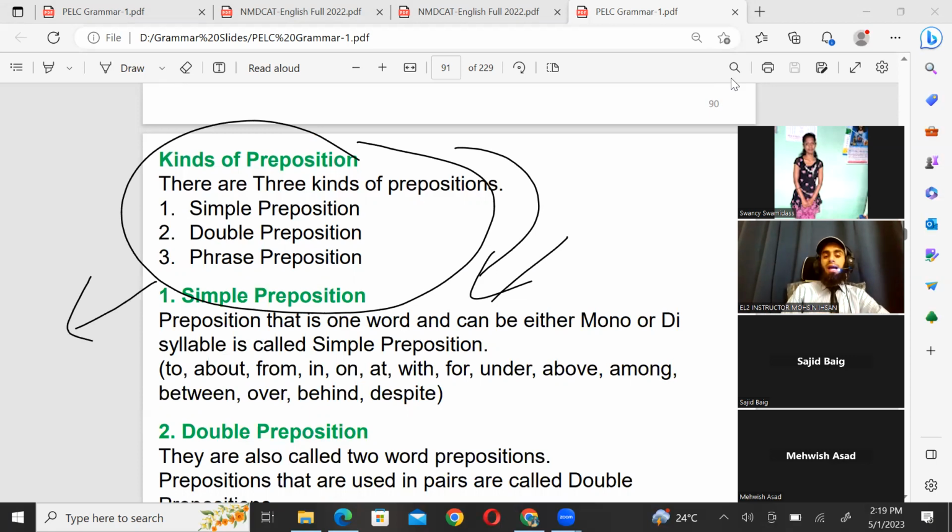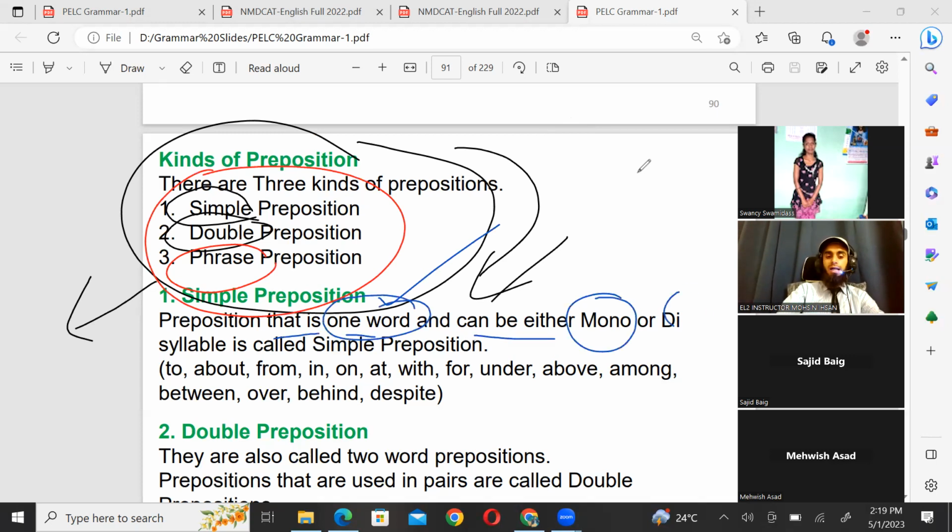Now in kinds, we have 3 kinds of preposition, and those 3 kinds are going to be used with us in the grammar section. The first one is called simple preposition, where simple preposition means only one word, and it can be either monosyllable or disyllable. It's called simple preposition.